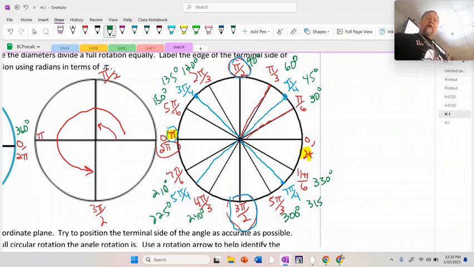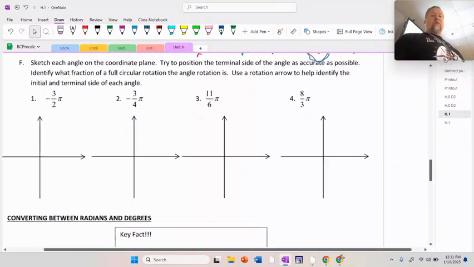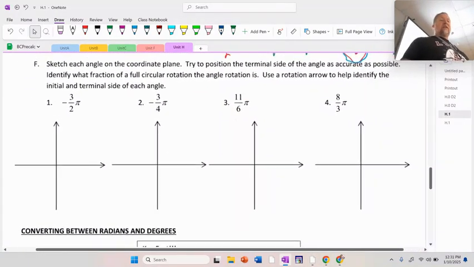Now I'm doing something wrong when I go off of a y-axis. Don't worry about it. When we're actually doing trig, you always have to go off of the nearest x-axis. You hopefully remember that from last year. We're not doing trig right now. We're just denoting what these angle measures are, both in degrees and radians. Okay, so trying to sketch these.